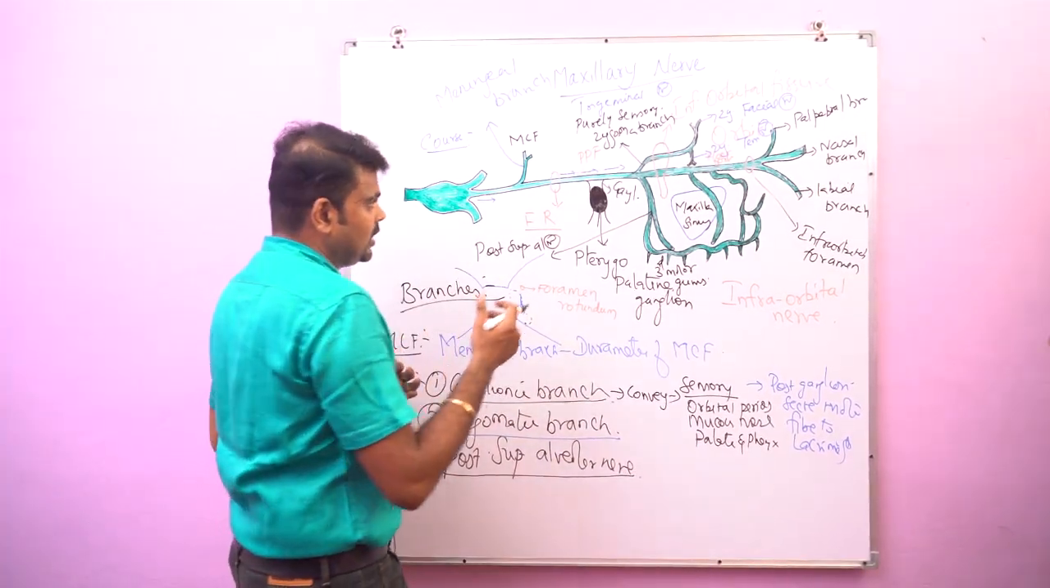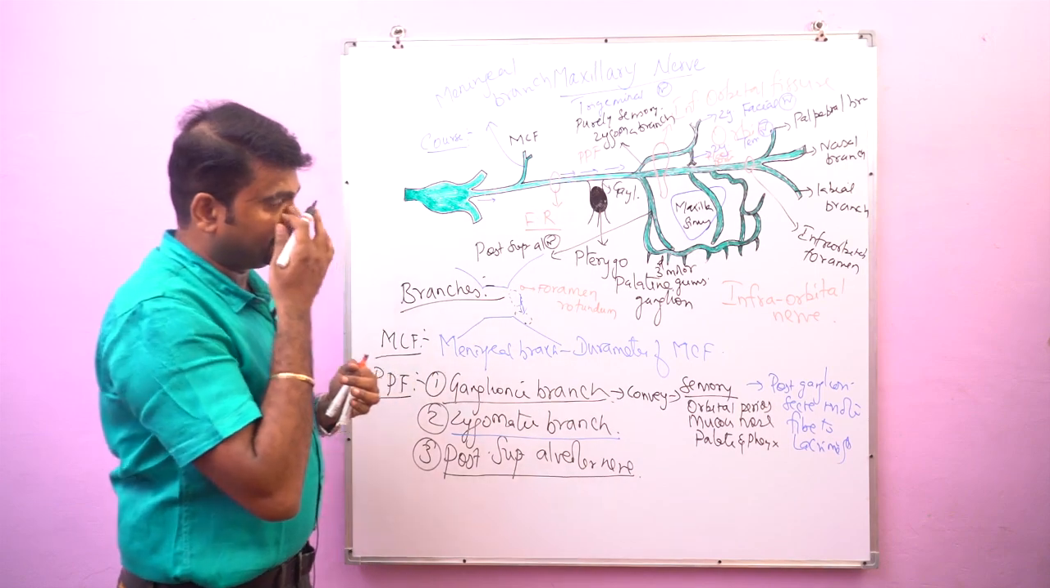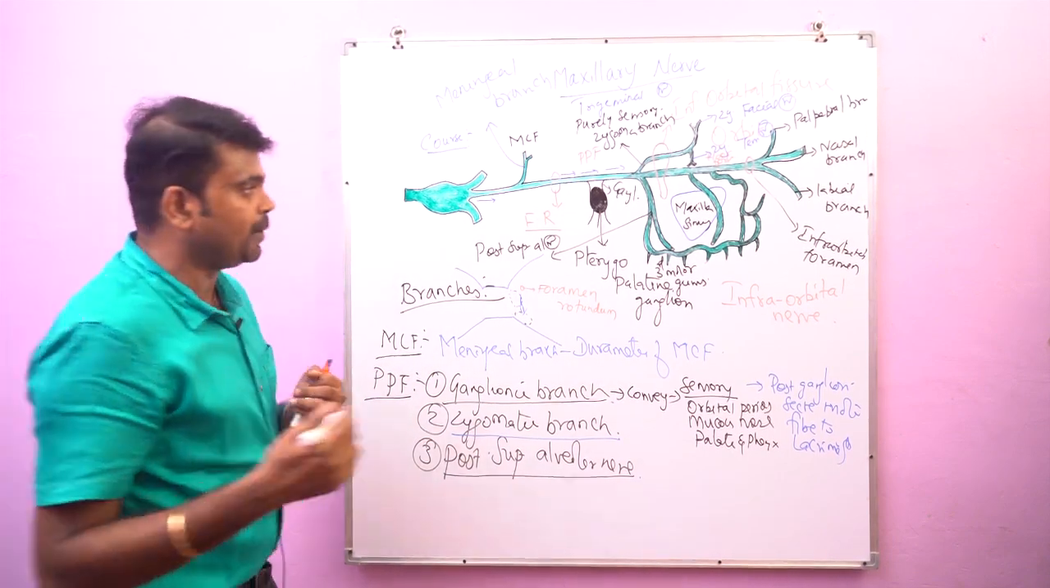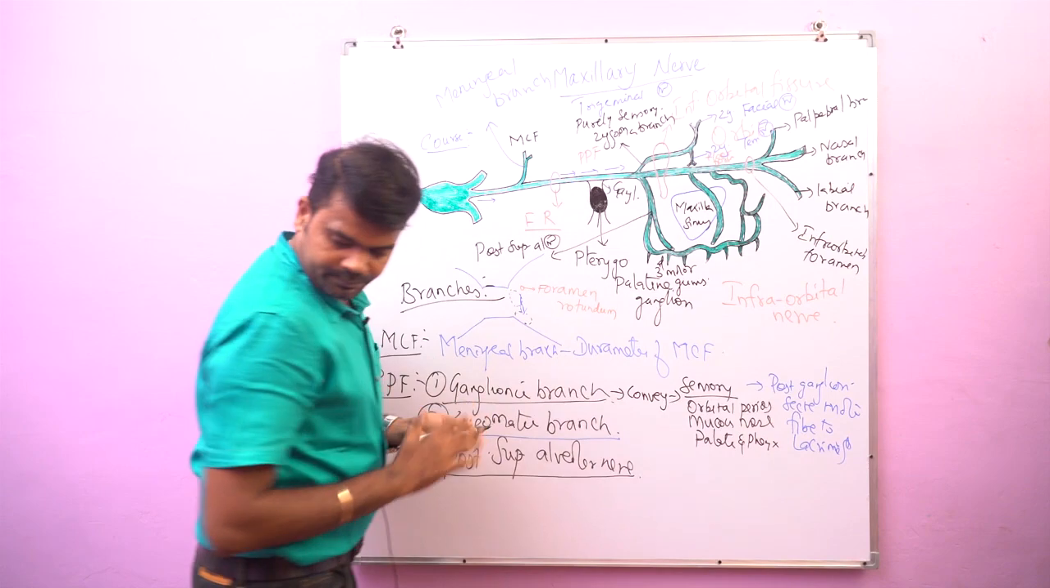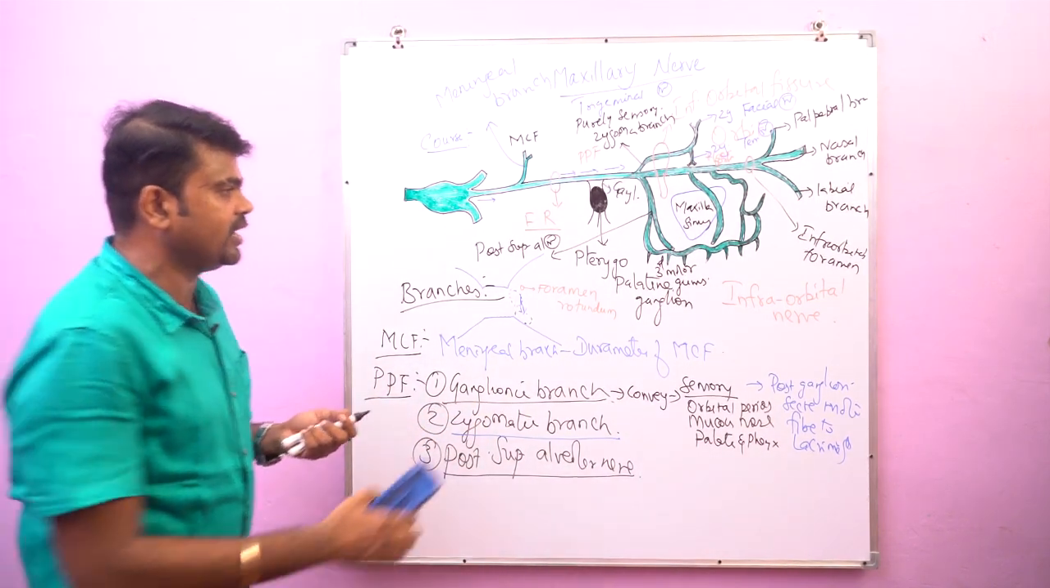And next, the branches in the orbit. In the orbit, it gives rise to two branches. Number one will be the middle superior alveolar nerve.